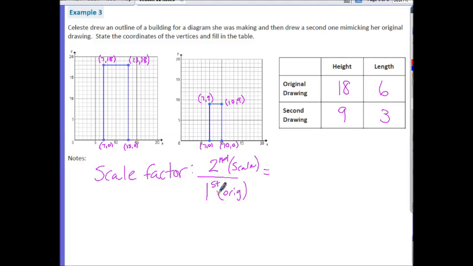So in this case, we can choose either one of these to compare. Let's say we took these two. So let's focus on the height of our scale and original drawing. So our scale drawing height was 9, and our original drawing height was 18. So if we reduce this, we get 1/2. So really what that tells us is that her scale drawing is half the size of her original drawing.